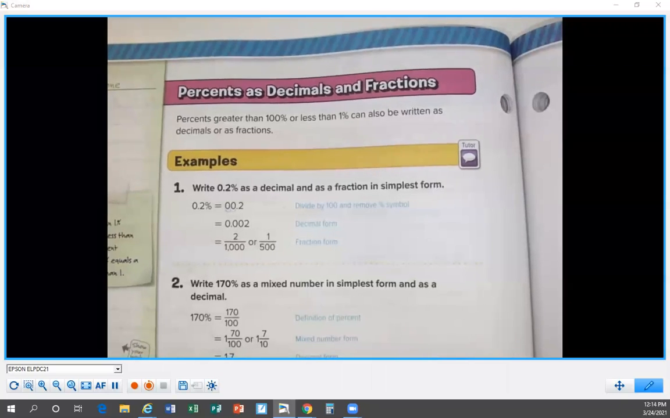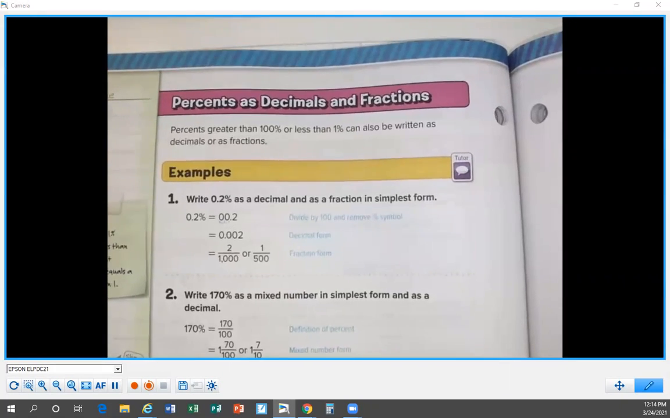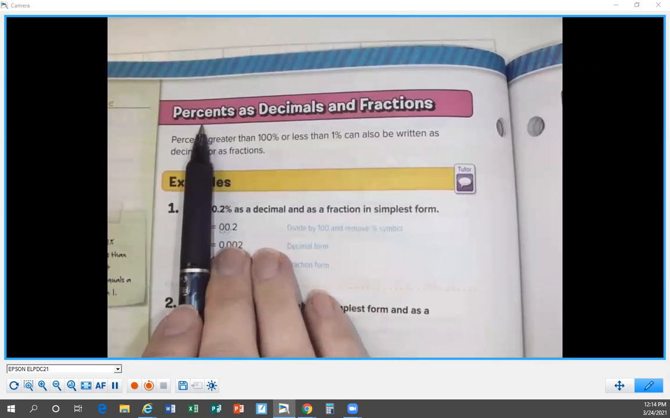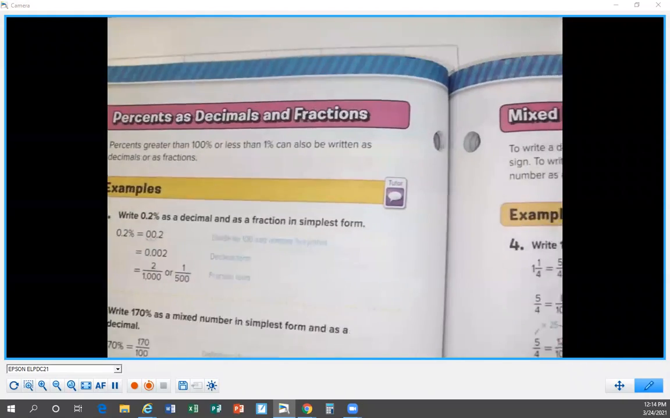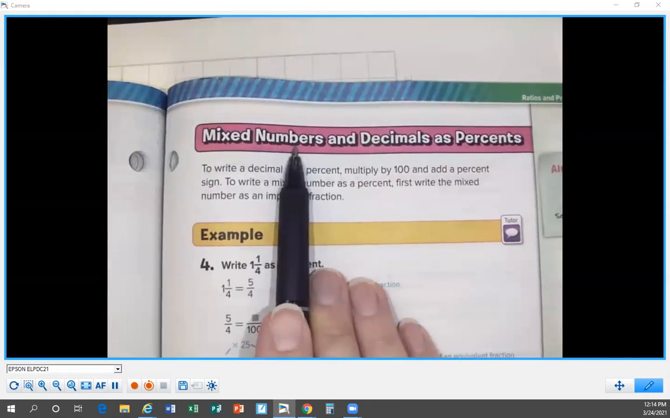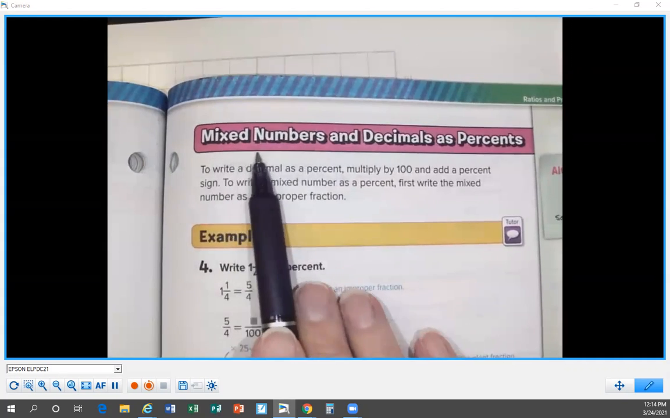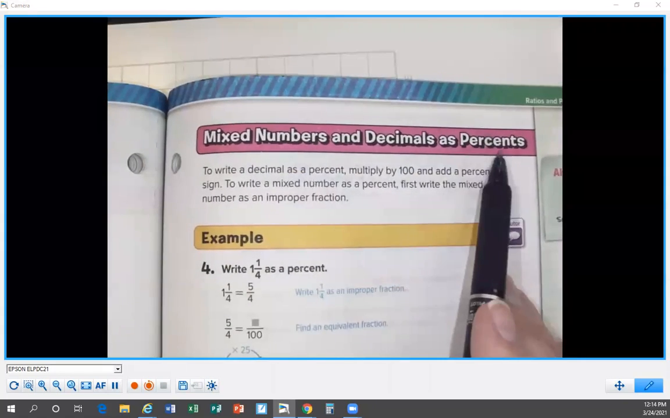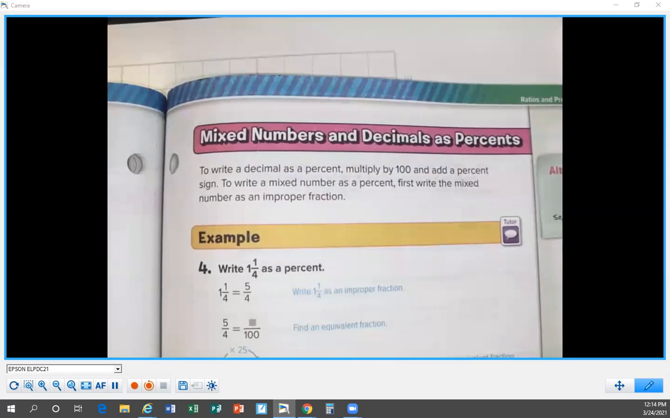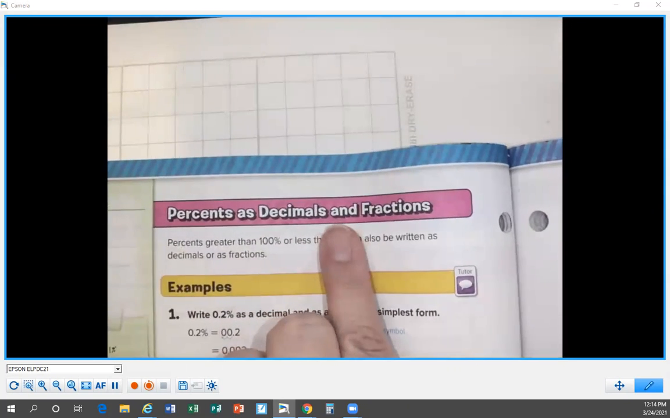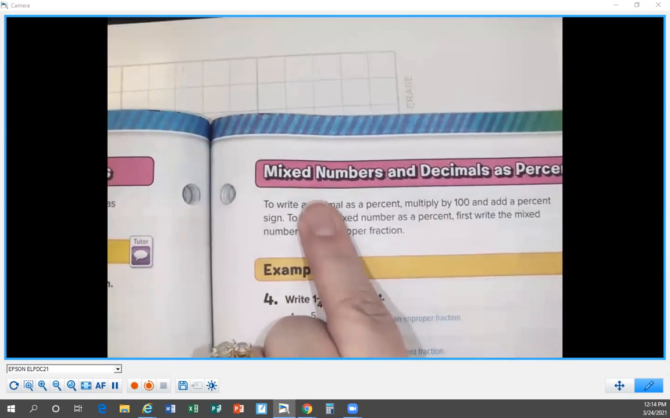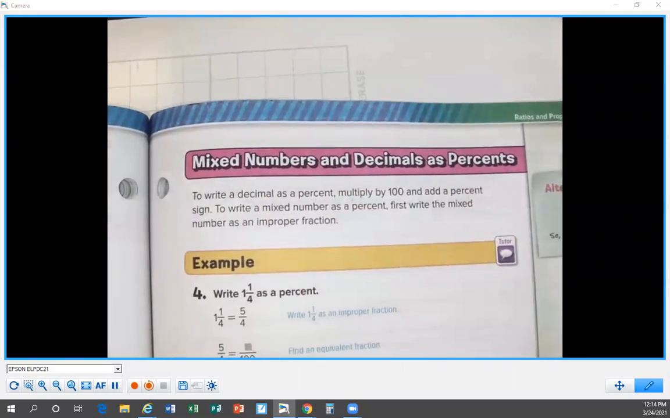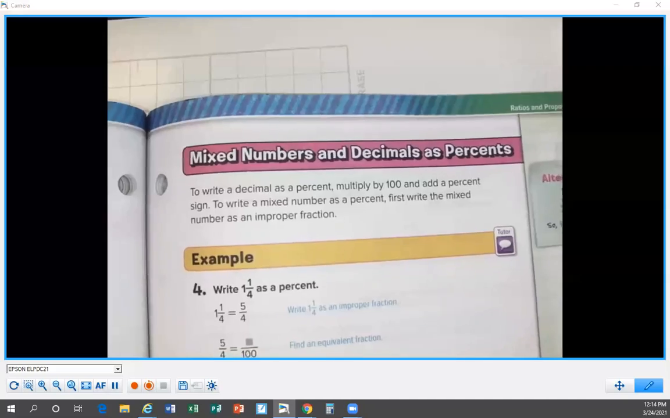Okay, so we're looking at 2 main skills today. We're going to learn how to write percent as decimals and fractions. And then we'll learn how to write fractions, which include mixed numbers, and decimals, changing those into percent. So we're going to change from percent to decimals and fractions, and then go the other way around, from decimals and mixed numbers, which are fractions, to percent. So we want to be able to work interchangeably between fraction, decimal, and percent.